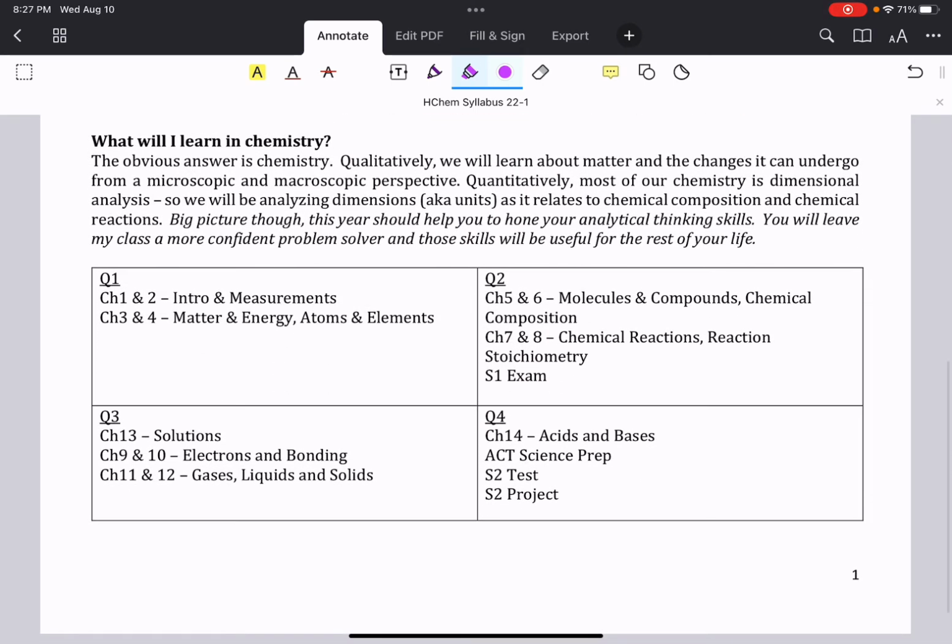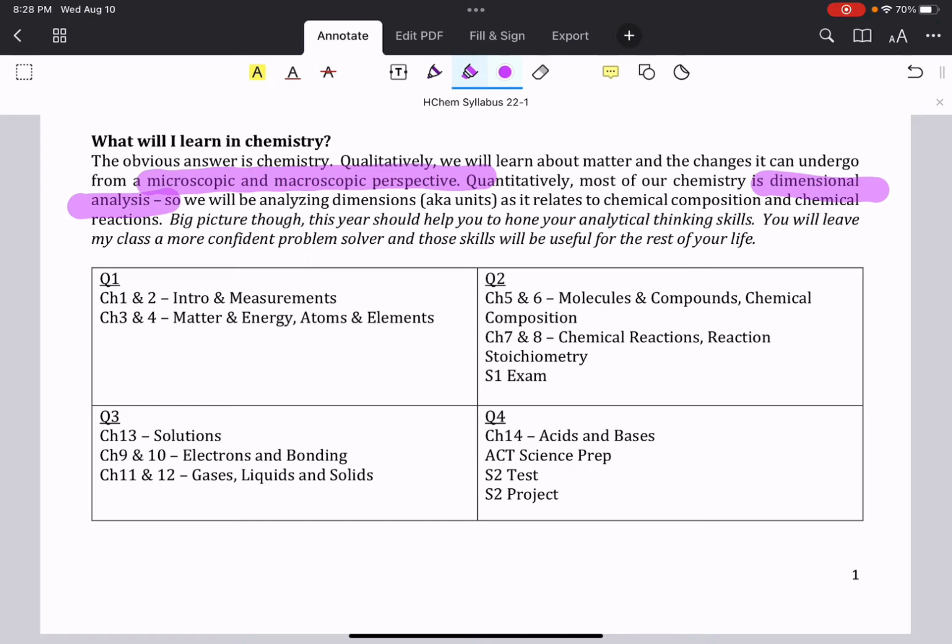All right, what do we learn in chemistry? We learn about matter and the changes matter undergoes. We talk a lot about what's happening microscopically and why that leads to what we can see macroscopically. That's a lot of what we do. One of the big things quantitatively is dimensional analysis. That's basically what we start learning in chapter 2, and we use over and over and over again, just in a slightly different way, okay?